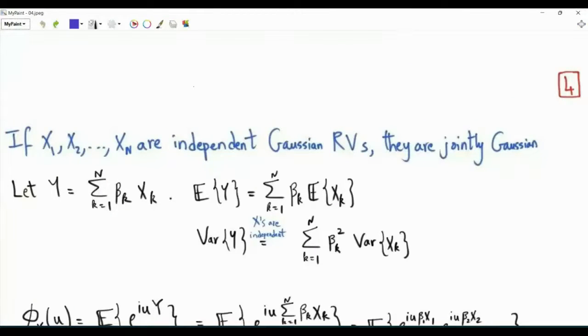Note that if you have a collection of jointly Gaussian random variables, then each one of them is Gaussian.